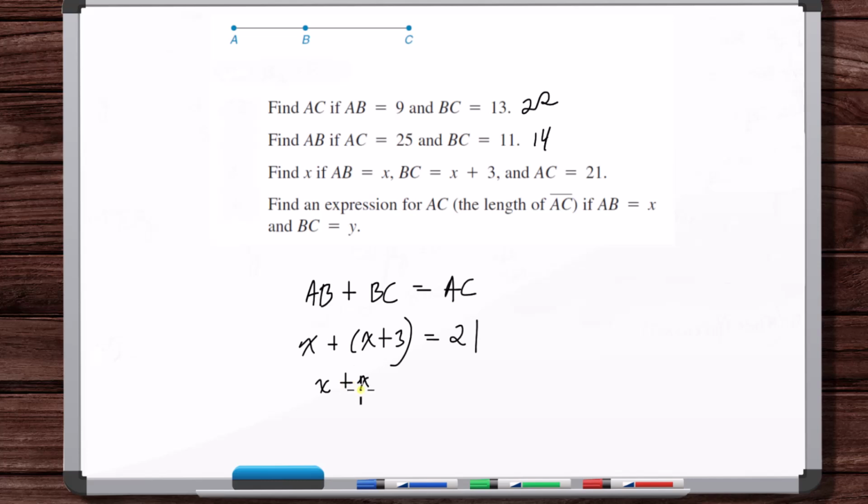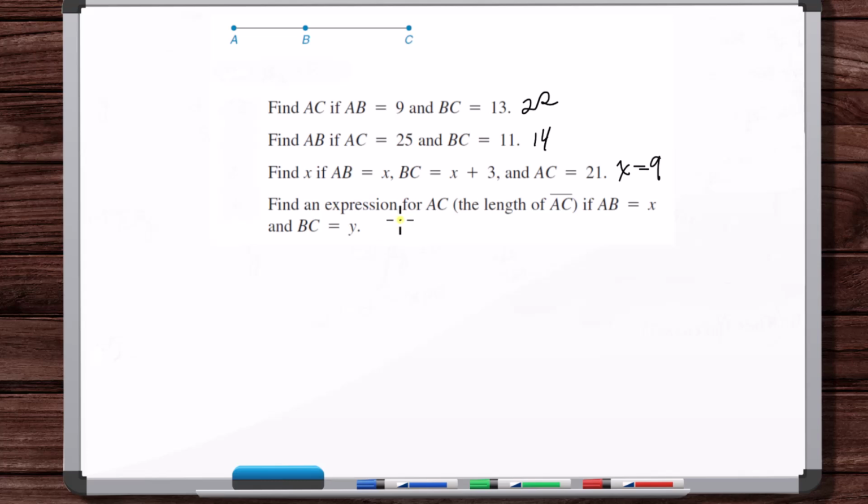So X plus X plus 3 is equal to 21. 2X plus 3 is equal to 21. 2X is equal to 21 minus 3, which is 18. Divide both sides by 2. X is equal to 9.